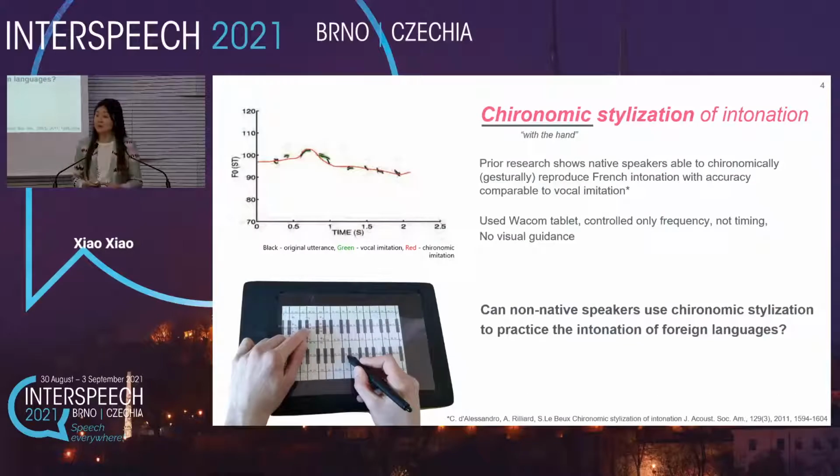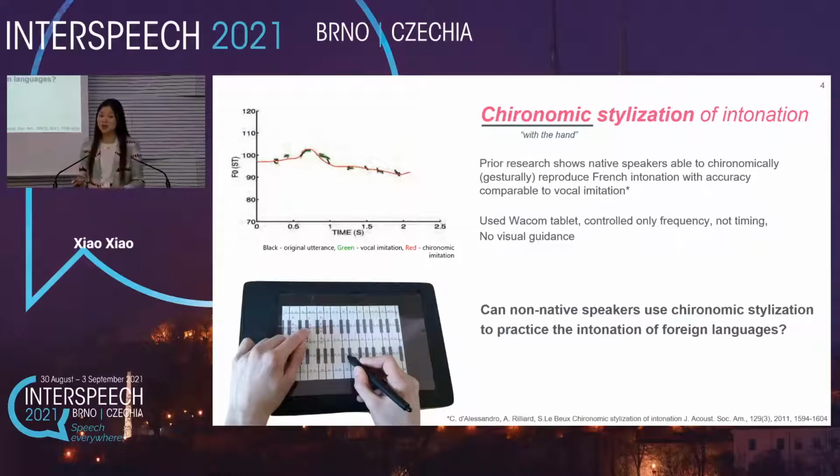And in fact, there was a prior study from some of our collaborators which showed that native speakers of French were able to replicate the intonation of example phrases using their voice and their hands with comparable accuracy. So for this study, they used the graphic tablet shown below, which controlled only the frequency, not the timing or the vocal effort, and there was no visual guidance.